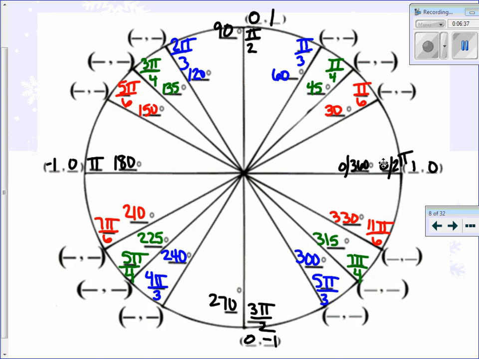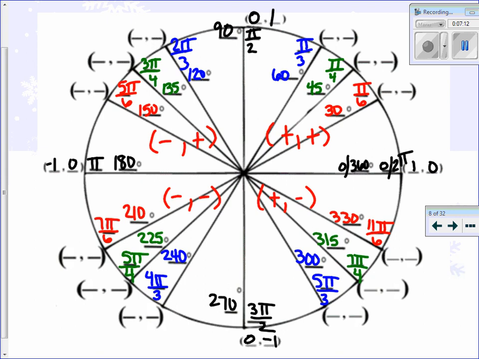Now in the red, this is our pi over 6 family. Its terminal point is really the same. We just have to remember what values are positive and negative dependent on their quadrant. So in quadrant number 1, remember everything is positive. In quadrant number 2, x is negative, y is positive. In quadrant number 3, they are both negative. And in quadrant number 4, x is positive, y is negative.